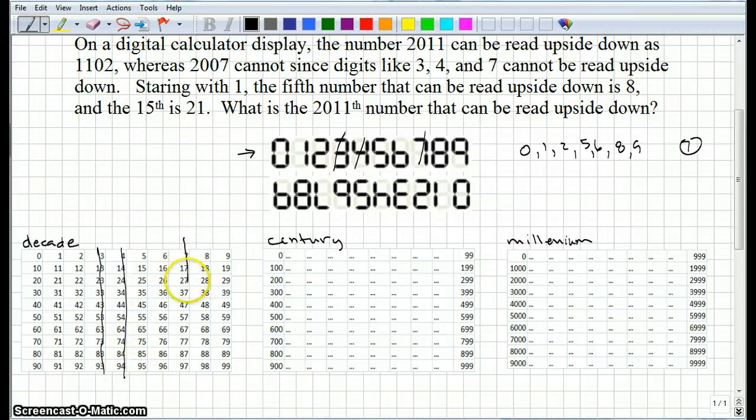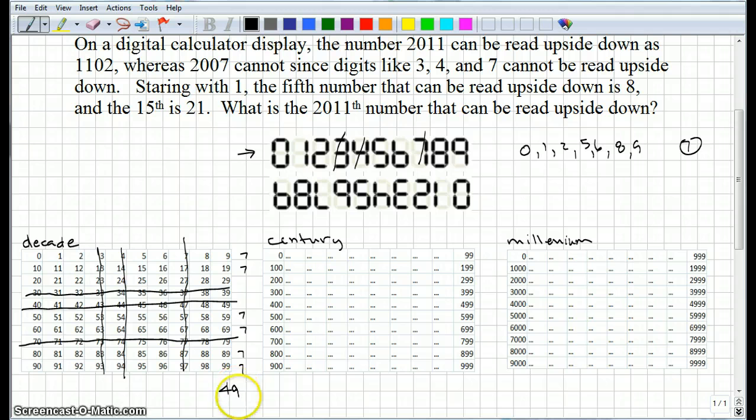Same way with 4, the same way with 7, right? So for each row, we have 7 numbers. But then when we look at the tens digit, again, the 3s can't be read upside down, the 4s can't, and the 7s can't. So in each decade, we have 7 numbers that can be read upside down, but the decades that start with 3 and 4 and 7, none of those can be read upside down. So we have 7 decades with 7 numbers each, so a total of 49 numbers in the first 100 numbers that can be read upside down.